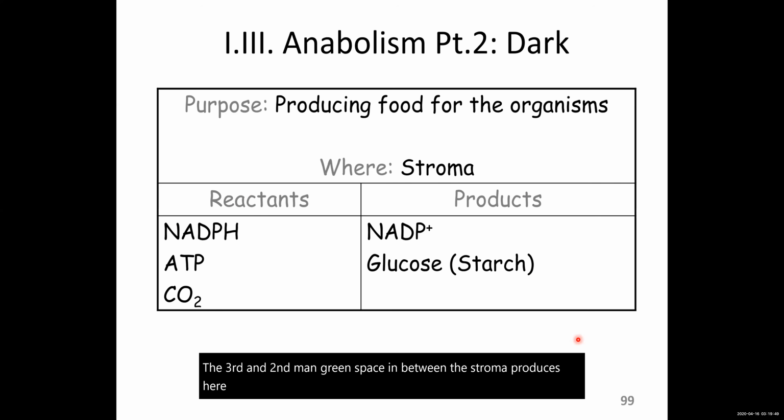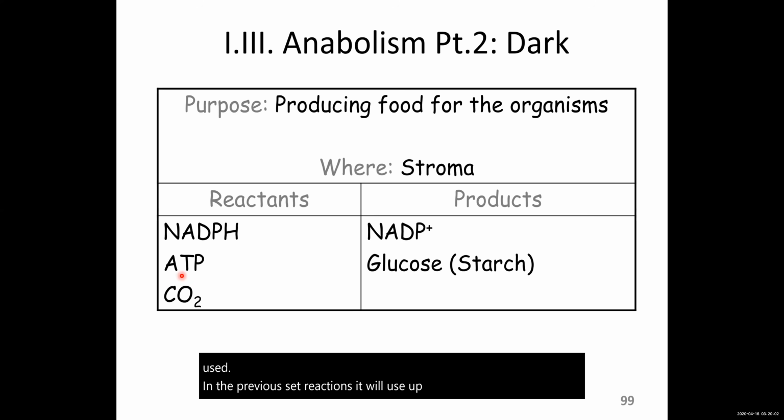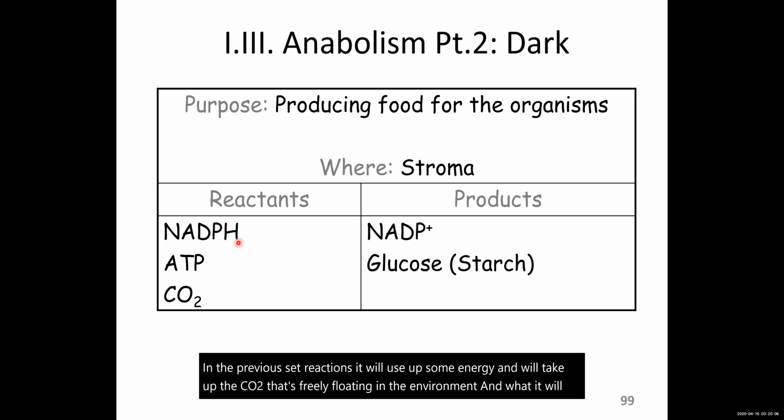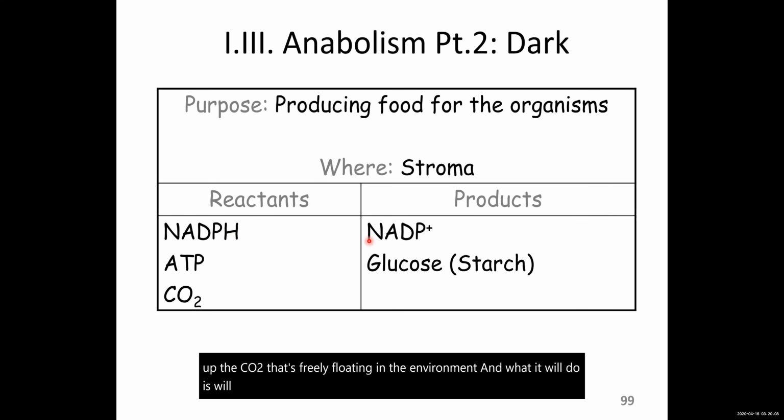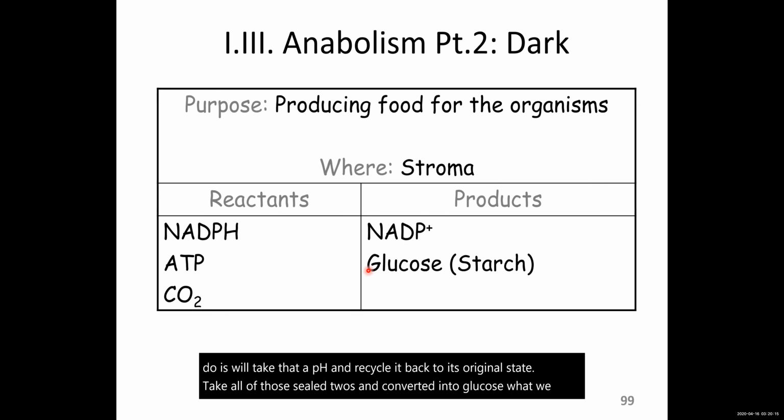So how does this work? It'll take those NADPHs that we had made in the previous set of reactions. It'll use up some energy, and it'll take up the CO2 that's freely floating in the environment. And what it will do is it'll take the NADPH and recycle it back to its original state. And it'll take all of those CO2s and convert them into glucose, what we know as starch or amylose.